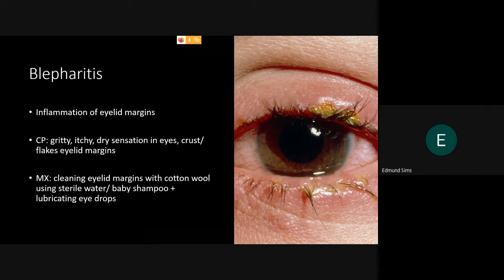So blepharitis, I definitely remember a few past med questions with this coming up. It's literally an inflammation of the eyelid margins. As I said, it often doesn't cause swelling on its own, but can lead to styes or chalazion. These patients will present complaining of a gritty, itchy, dry sensation in the eyes, and you'll notice crusty flakes, which you can see in this picture here. Management's just a case of cleaning the eyelid with cotton wool and sterile water. If it's really dry and gritty, you can give some lubricating eye drops to help. But it normally resolves quite quickly.